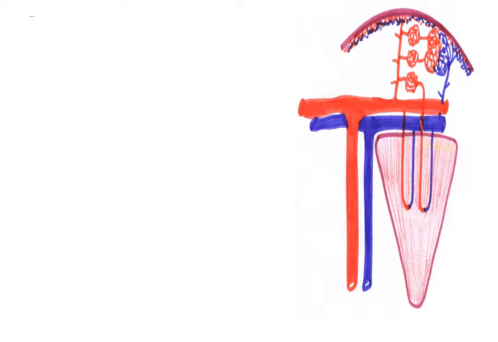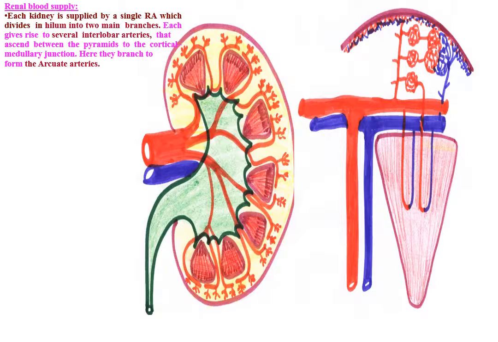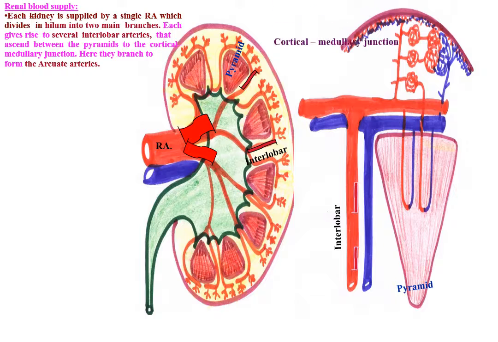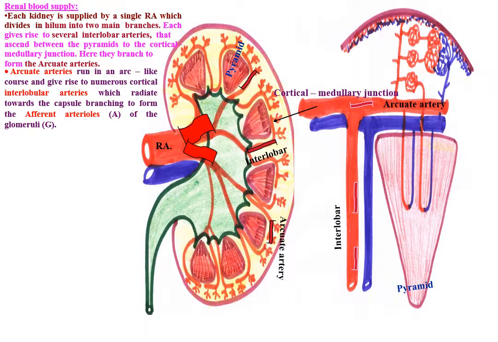Renal vasculature. Each kidney is supplied by a single renal artery, which divides in the hilum into two main branches. Each of them gives rise to several interlobar arteries that ascend between the pyramids to the cortico-medullary junction, where they branch to form arcuate arteries. Arcuate arteries run in an arc-like course and give rise to numerous cortical interlobular arteries, which radiate towards the capsule, branching to form the afferent arterioles of the glomeruli.